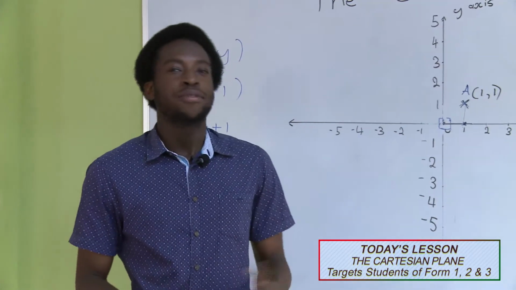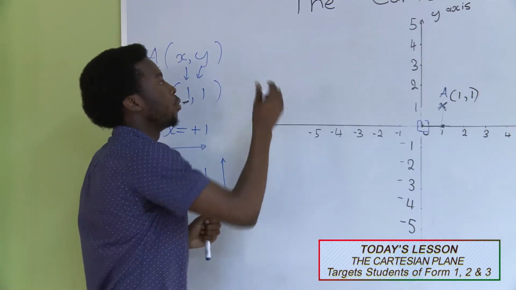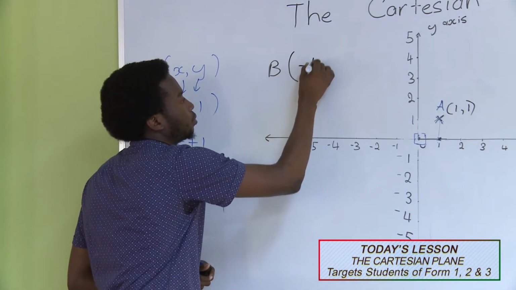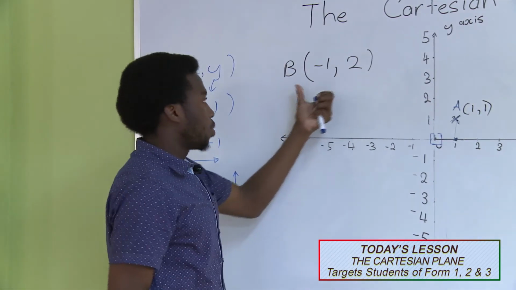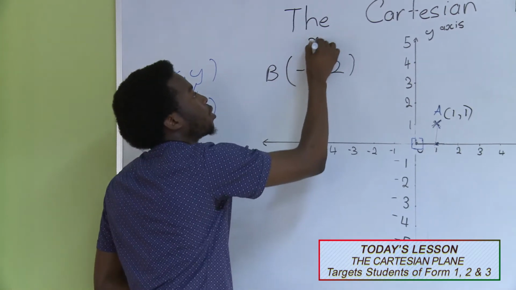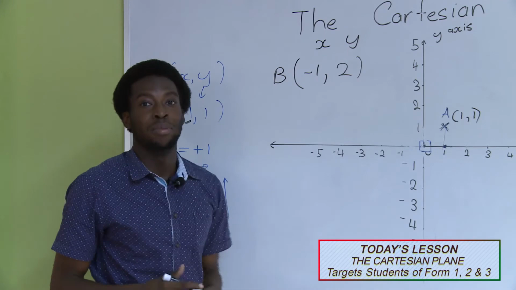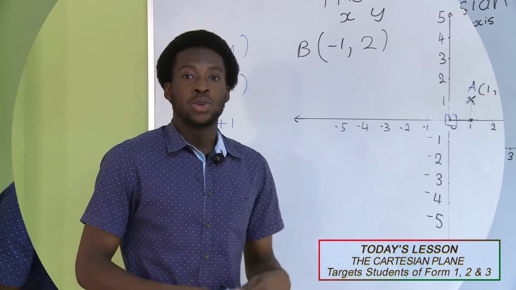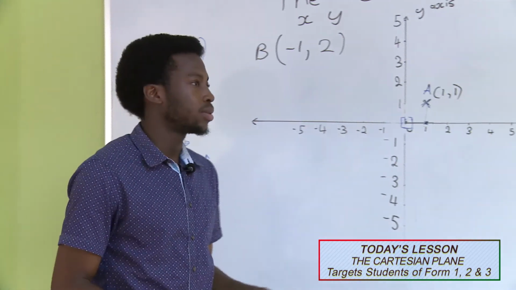Now, what if we incorporate a negative coordinate? For instance, we have b. B contains, once again, an x value and a y value. However, in this case, we have to look at b being a negative number. How would we demonstrate this on the Cartesian plane? So once again, I would like to invite Mr. Philip to join us to demonstrate this.